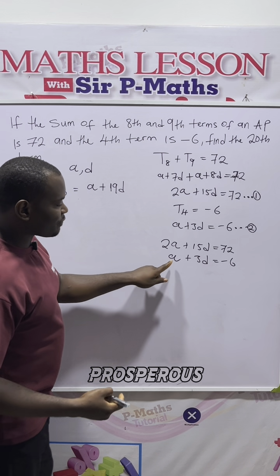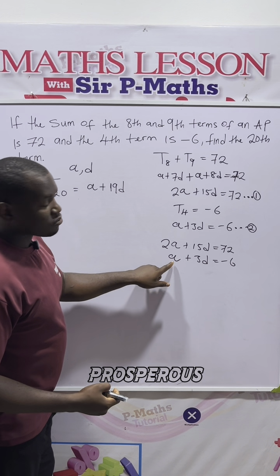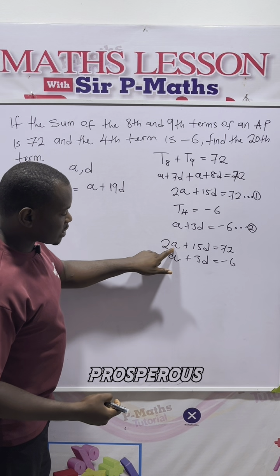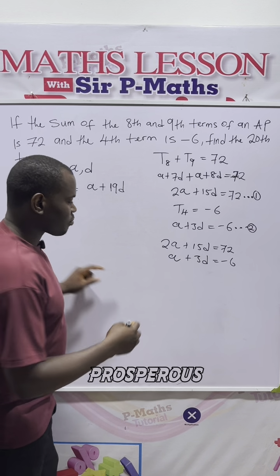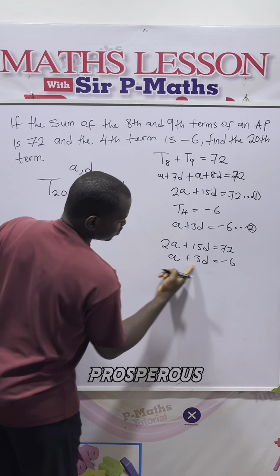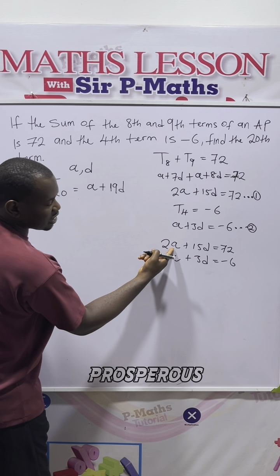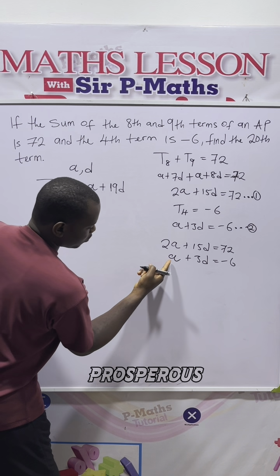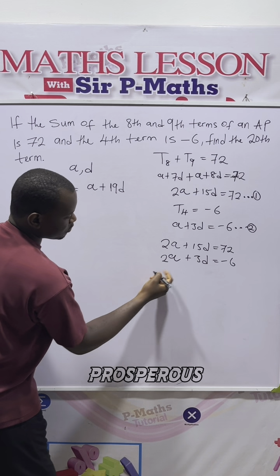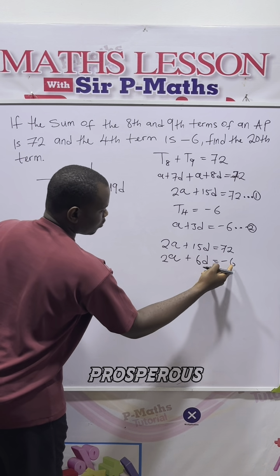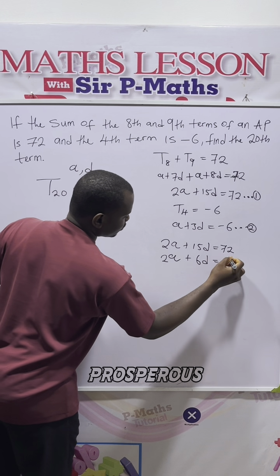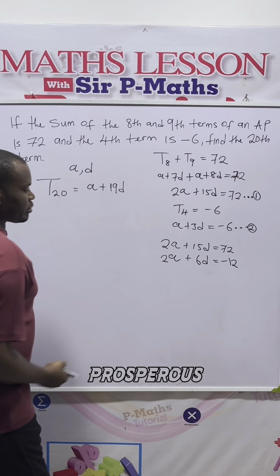Next, let's make the coefficient of A in this equation equal to the coefficient of A here so that we can eliminate. Find D before we now find A. So we simply multiply this one by 2 so that the coefficient becomes equal. If I multiply A by 2, I have 2A. Multiply 3D by 2, I have 6D. Multiply -6 by 2, I have -12. I have to do it on the same line.